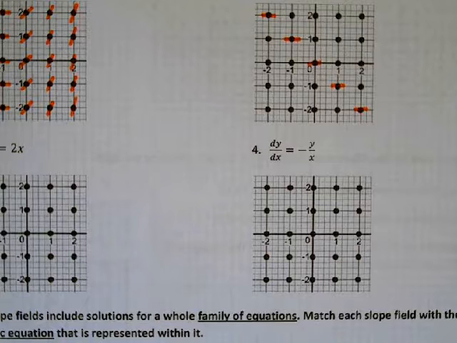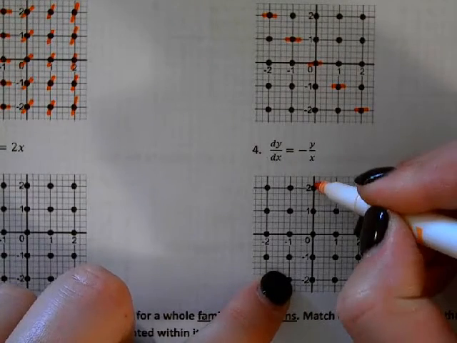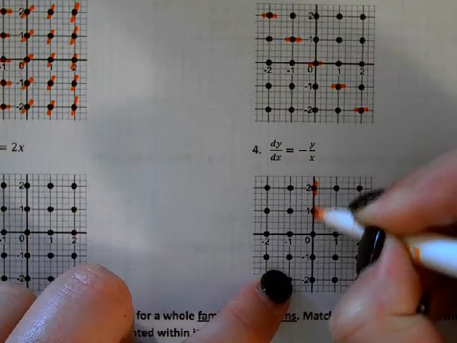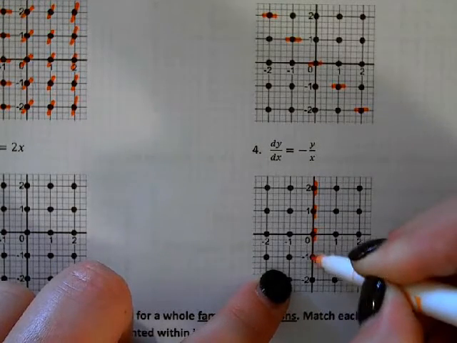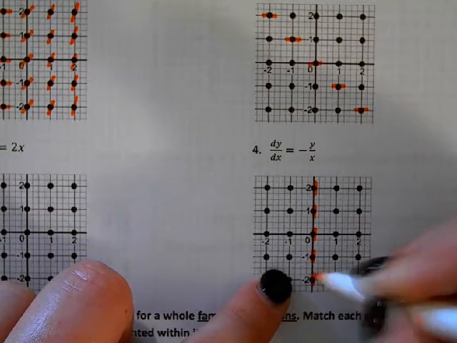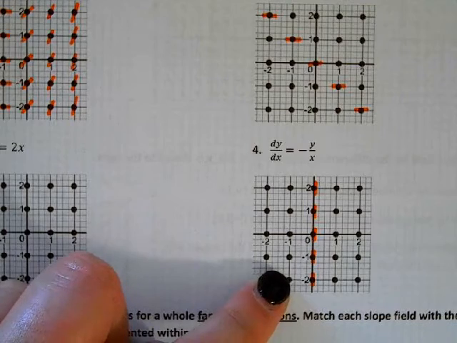So X equals 0, is that going to be a vertical line or a horizontal line? It's going to be undefined slopes, okay? And that's going to be a column. We're going to have a vertical line of undefined slopes. So at X equals 0, we're going to do undefined slope, undefined slope, undefined slope, undefined slope, undefined slope. Does that make sense? Okay.